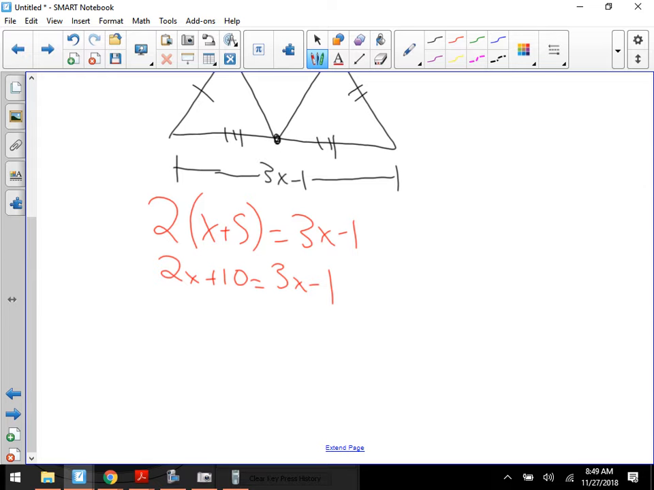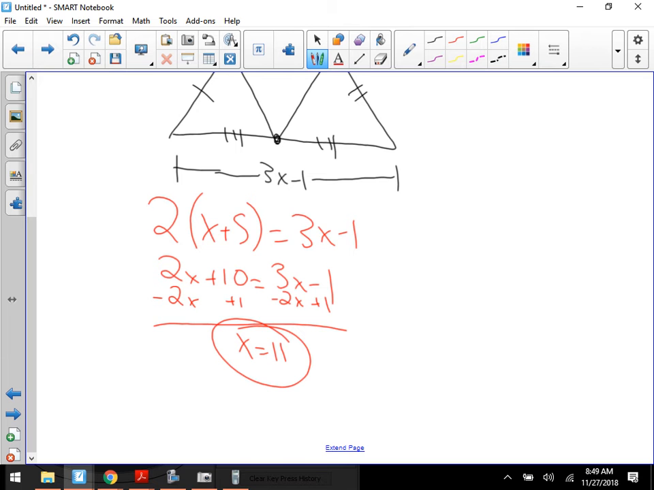Variables on both sides of the equation, what do you do? Just pick on the little guy, subtract the 2x. I'm going to add 1 at the same time. Now remember, sometimes it asks you to solve for x, sometimes it might ask you to solve for the actual segment. If you had to solve for some segments here, what would you do with that value of x?